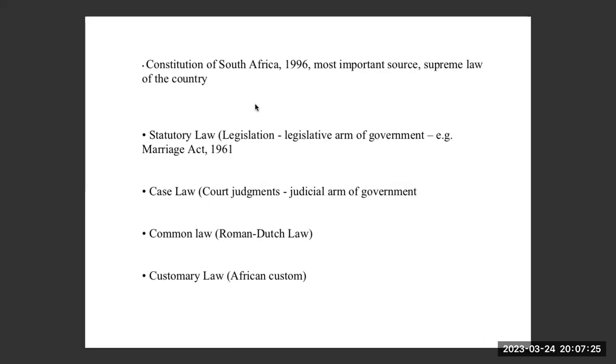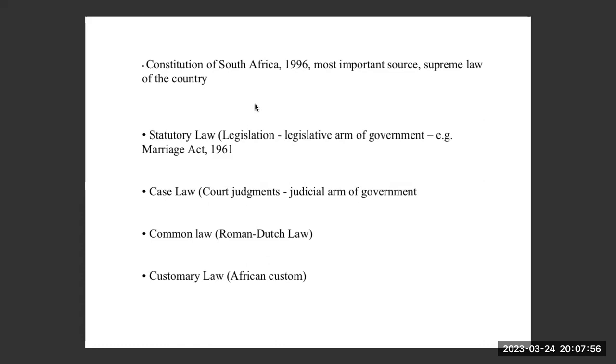There are cases that you will find that change the law in South Africa in its entirety. So we have the Constitution, we have legislation, and then we have case law. There is a very important case that we're going to be talking about, that is one of the most important cases in family law right now.